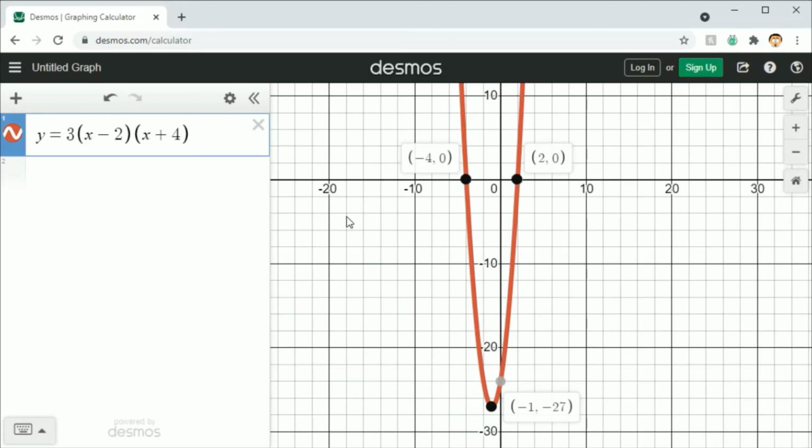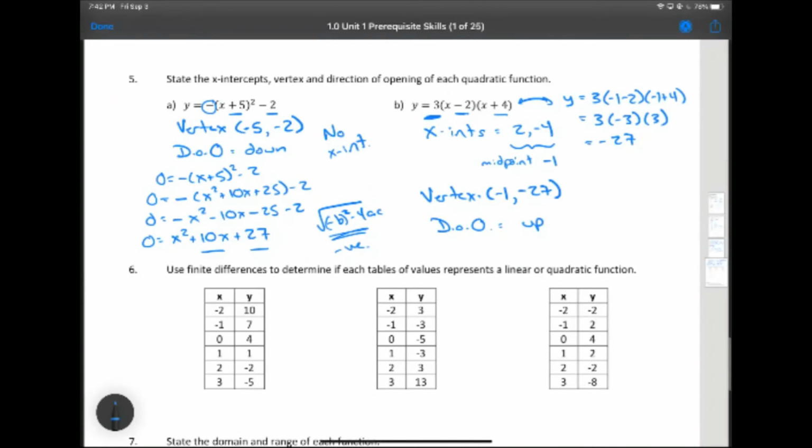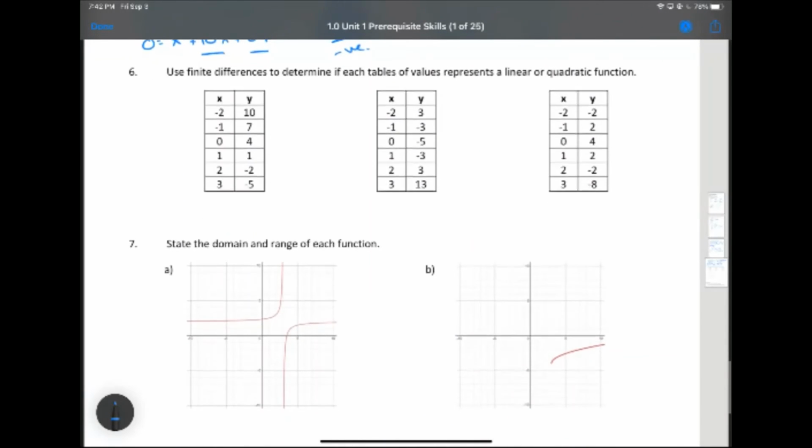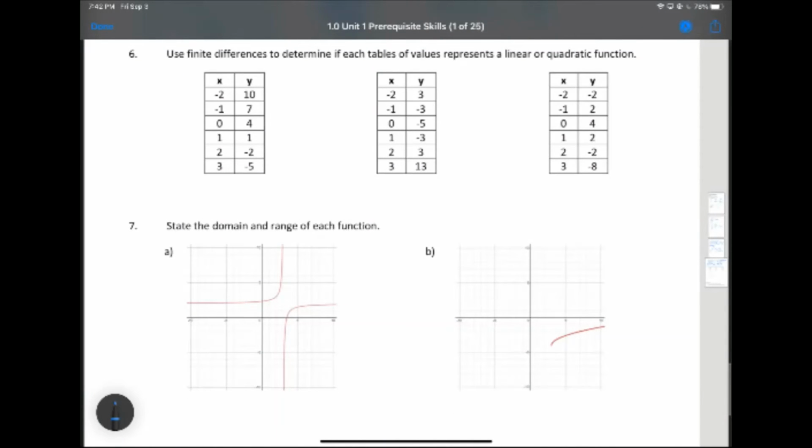Seems like it's getting really long, or at least it feels like it's getting really long. Okay, finally some fast ones. Actually, the last two questions are pretty quick. So we want to use finite differences to determine if each table of values represents a linear or quadratic function. For those who don't remember what first differences are, they're basically just going here and saying what happens as we change from 1 to 1.